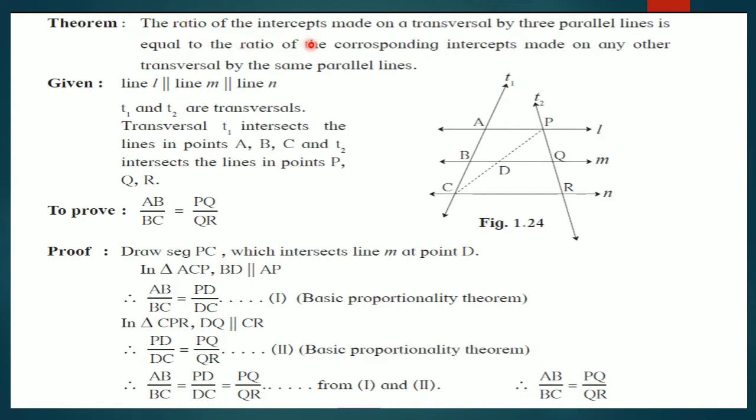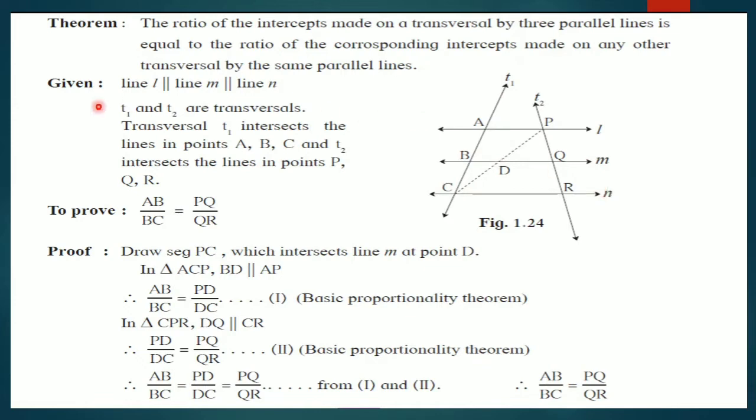The ratio of the intercepts made on a transversal by three parallel lines is equal to the ratio of the corresponding intercepts made on any other transversal by the same parallel lines. So if you have three parallel lines and two different transversals, then the intercepts formed are in the same ratio, or in the same proportion.